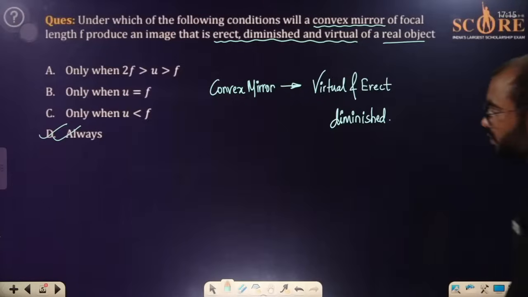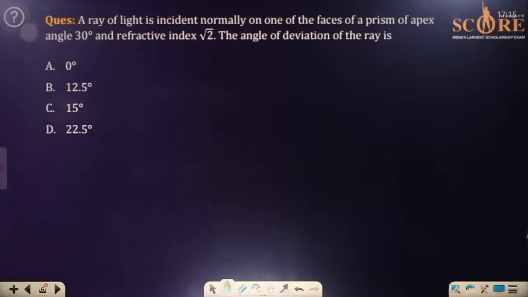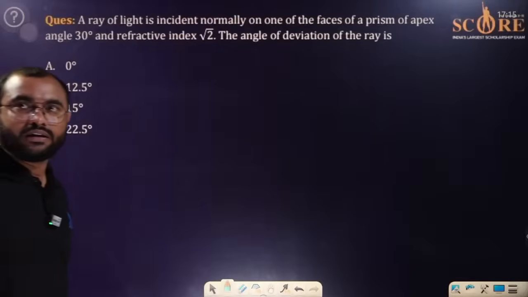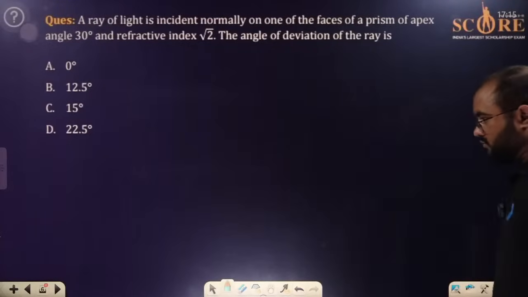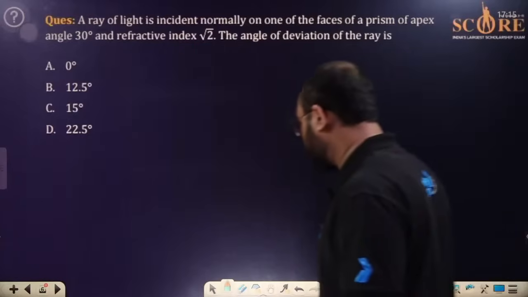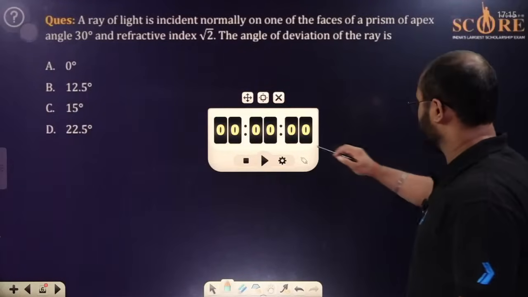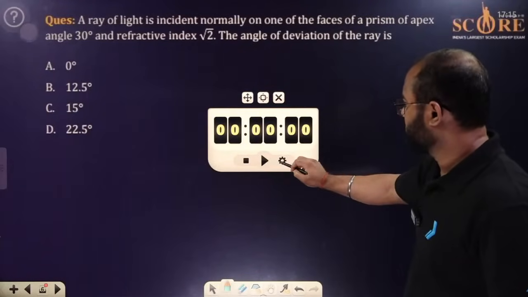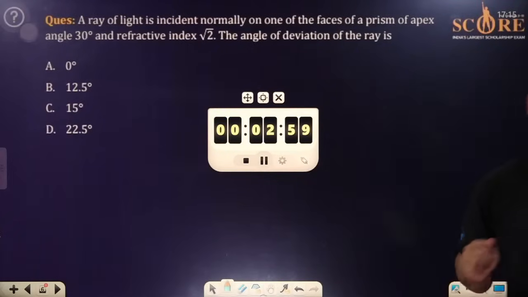Chalo. If it is so, now let us move to our next question, which is this. This is a good question. This is a very good question. I request you all to please look into this. This is a very, very good question. Okay, I'll allow you 3 minutes for this. Please let me know your answers for this.